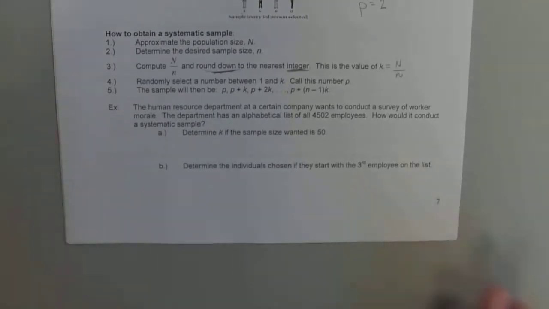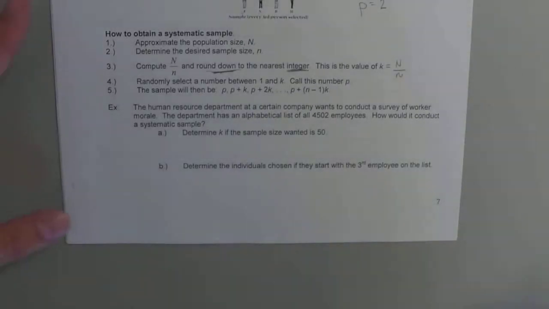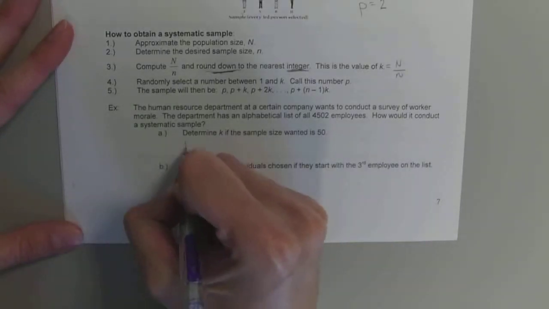On the example, it says, the Human Resource Department at a certain company wants to conduct a survey of worker morale. So they want to know how their workers are feeling. The department has an alphabetical list of 4,502 employees. How would it conduct a systematic sample? So A, let's first determine K if the sample size was 50.